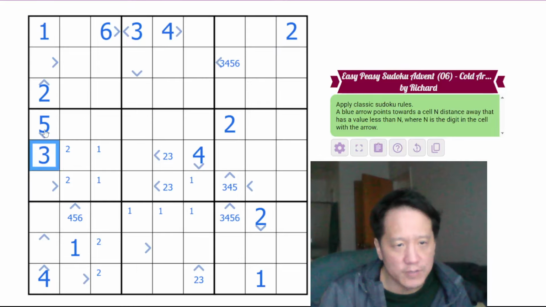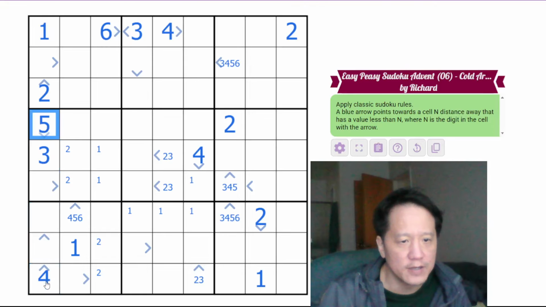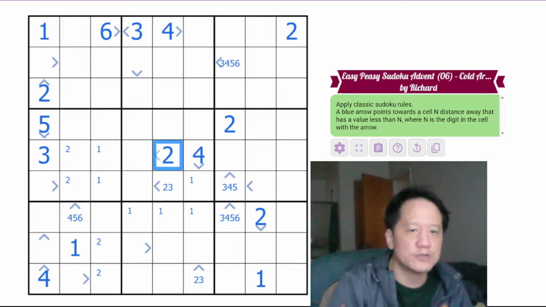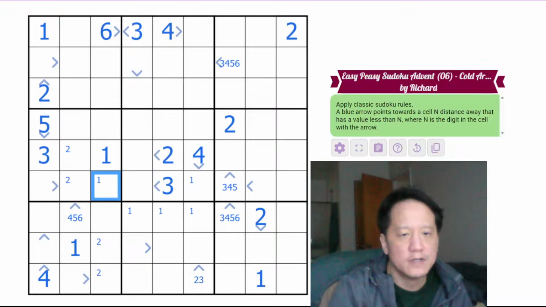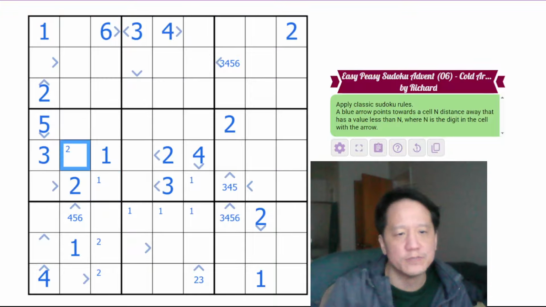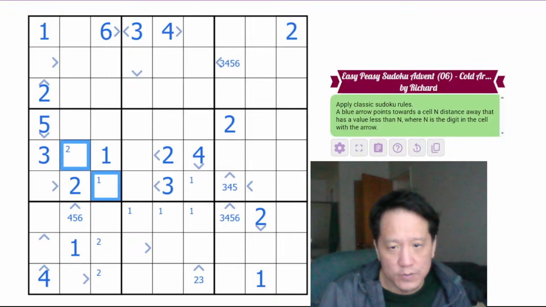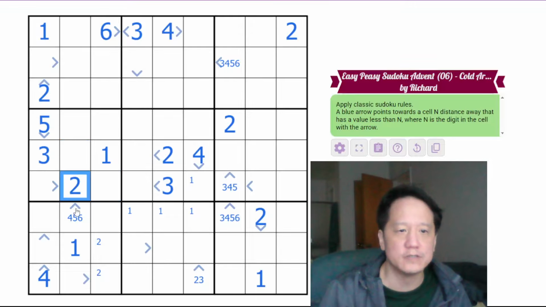So since, right, 5 away from this cell, 1, 2, 3, 4, 5 is smaller than that. 4 away from this cell is smaller than 4, which must be 3. This 3 eliminates 3 here, so this is 2, which makes this not 2, that's 3. 2 away from this cell must be 1, and 3 away from this cell must be 2. So those are the possibilities there.